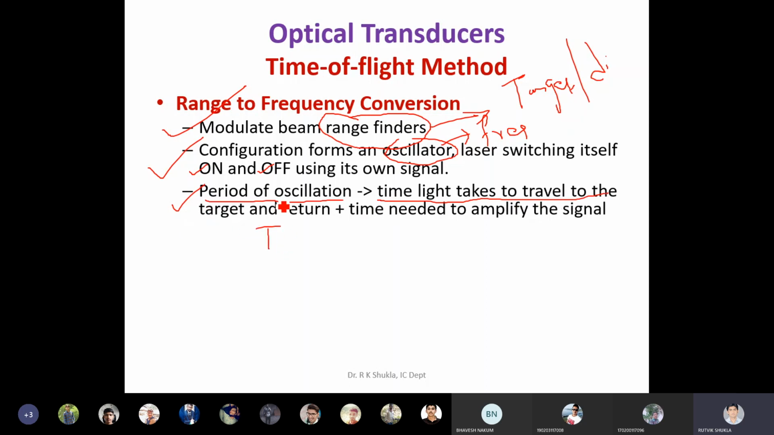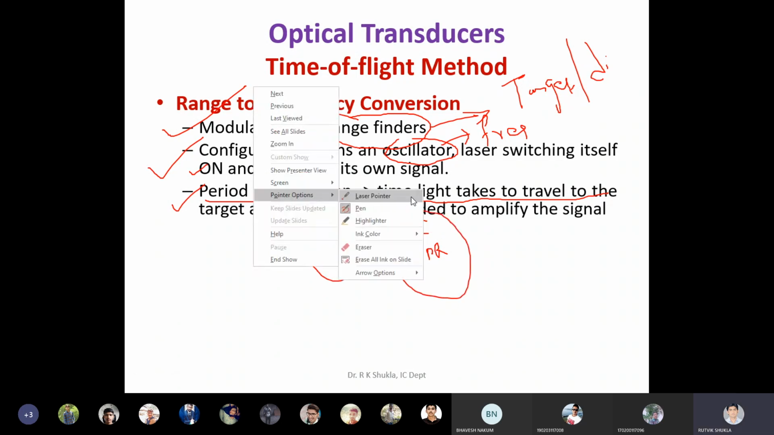So આપણે વાત કરી કે જે oscillation period છે, that is your total time T, is a combination of two things. First is time of flight and second is time needed to amplify the signal. આપણે એને કીધું time of processing. It is a combination of two things, time of flight TOF and the processing time or the amplification time.